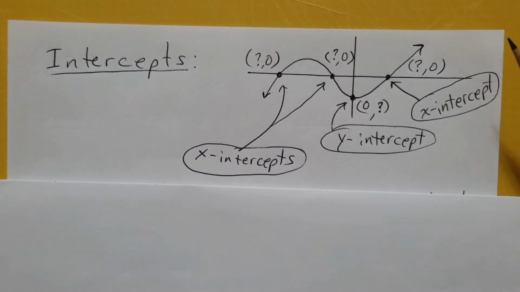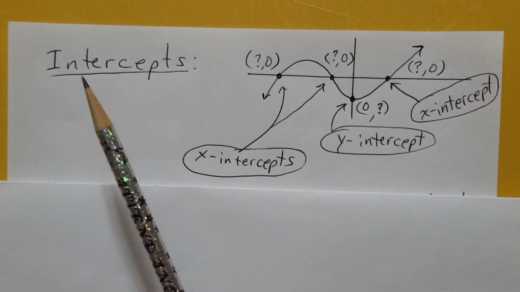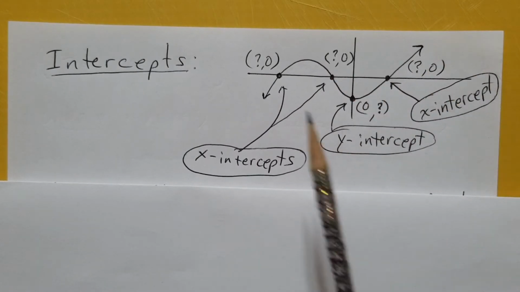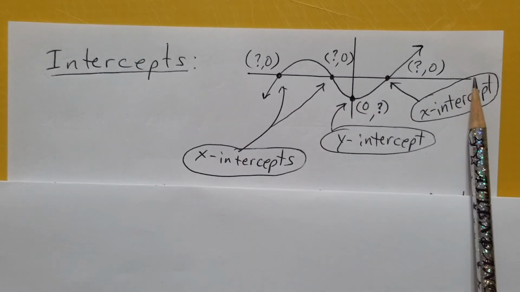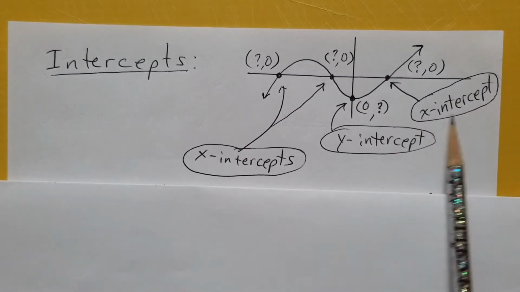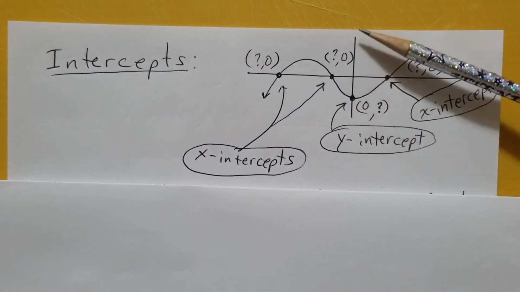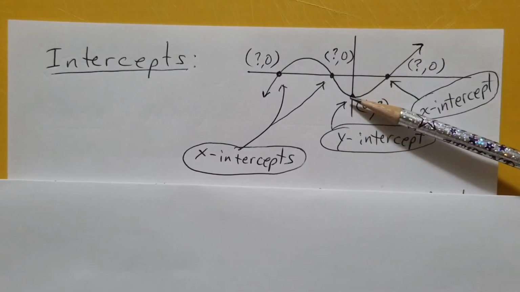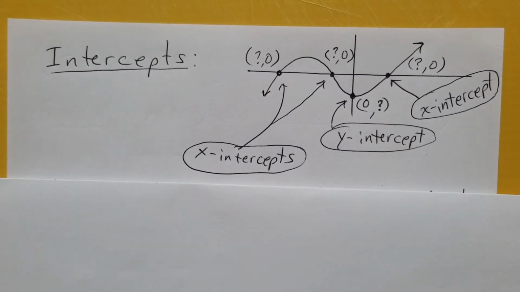We're specifically talking about intercepts. Just like the English word intercept implies, where do we cross the axes? If you look here, here, and here, we cross the x-axis. So we call those x-intercepts. And if you look at this point, that's on the y-axis. So we're intercepting the y-axis. So that's the y-intercept.